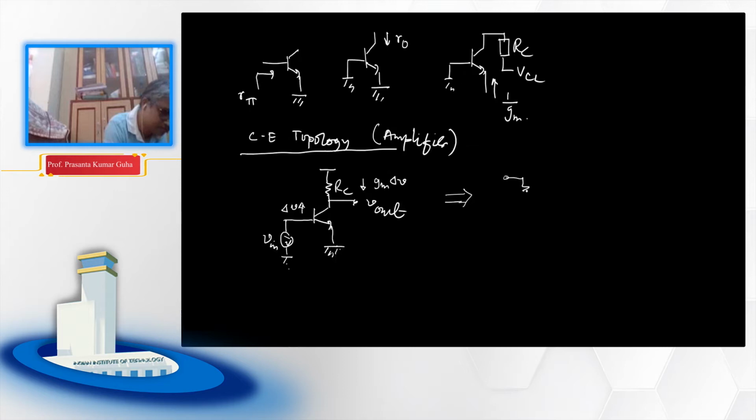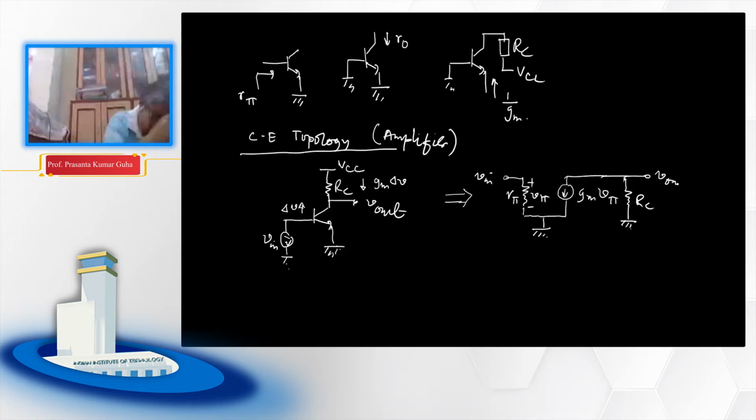Now we can basically draw the small signal model of this circuit, which has gm V pi, the current source on the collector side. The emitter is grounded, this is Vin, this is R pi, and this is your V pi. There is a resistance RC, which is grounded, because this RC is basically AC grounded. And we have output Vout here.